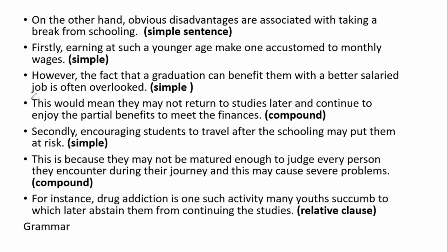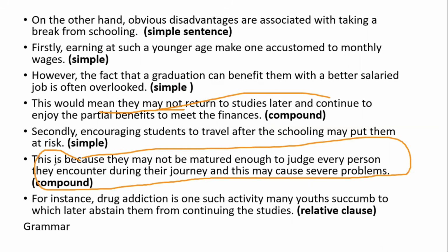And how do we do that? We change one of the sentences. Any sentence. This would mean they may not return to studies later and continue. It's difficult to change it. This compound sentence we're gonna change. And how do we do that? Remove this is because. Add a dependency. How do you add a dependency? You add a subordinate conjunction. Check my grammar videos. I've clearly explained what that is. Since, as, because, when, although, though. Let's use since. Since they may not be matured enough to judge every person they encounter during their journey, comma, it may cause severe problems. So this becomes a complex sentence.